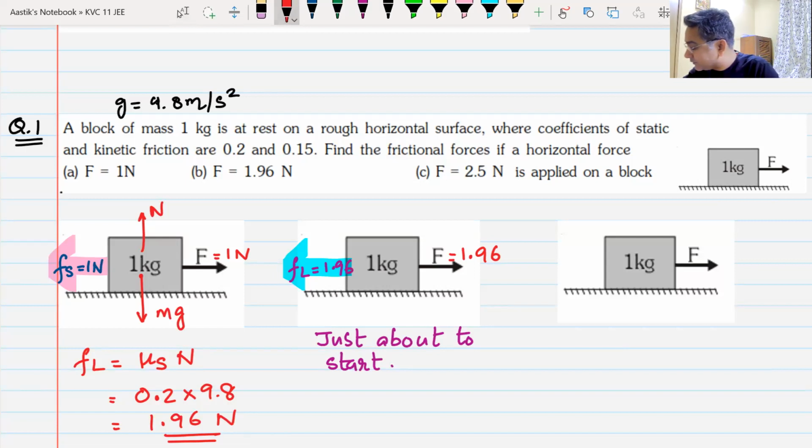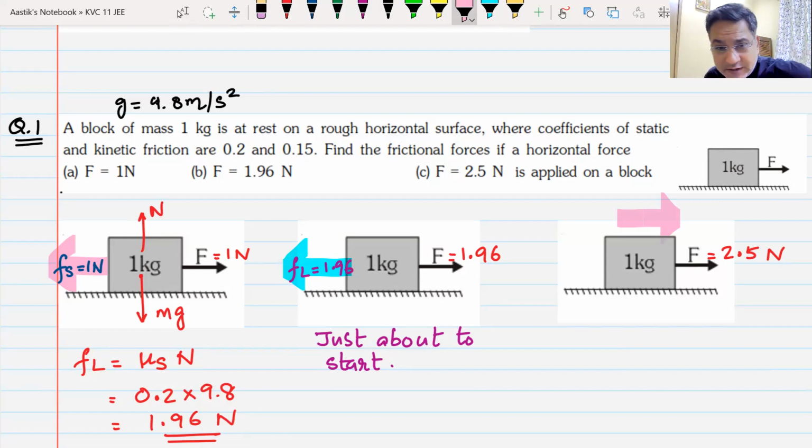That takes us to the third case where the value of the applied force was made 2.5 newtons. Now this is much higher compared to the value of static friction. So static friction cannot stop it. This body will move. And in which direction is this body going to move? The body is going to move in this direction, forward.